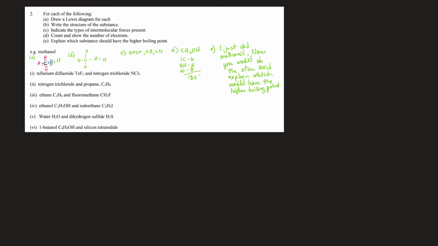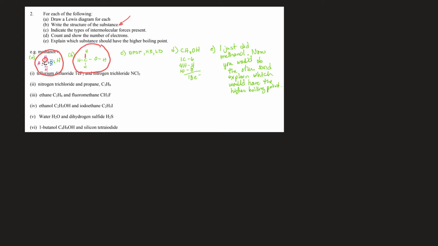For the second question, they ask to draw a Lewis structure, indicate the type of intermolecular forces present, show electrons for LD forces, and then which would have the higher boiling point. I'll just show you this first one that I did as an example. It's methanol, and if you draw methanol with its electrons, it looks like that. If you draw a structural formula, it would look like that. So you just put a dash wherever there's a bonding pair of electrons. Okay, so that indicates a bond.